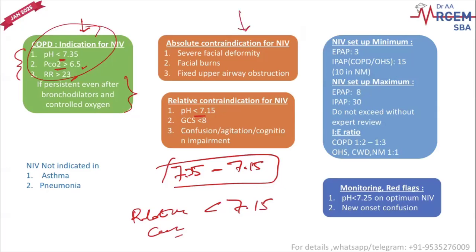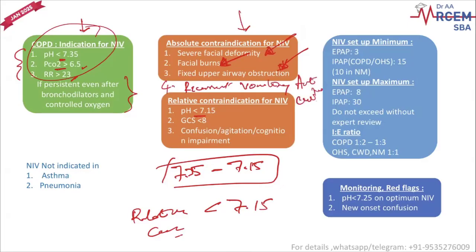What are the absolute contraindications to use an NIV? Any facial deformities present, any facial burn present, fixed upper airway obstructions are the absolute contraindications. One more absolute contraindication, what I want you guys to add and remember here, is anyone who is having recurrent vomiting in spite of giving anti-emetic drugs.